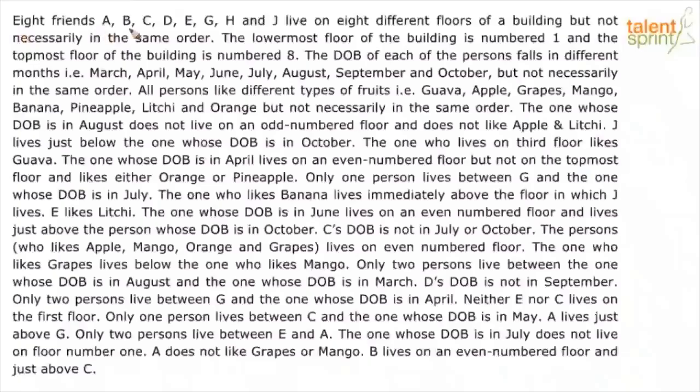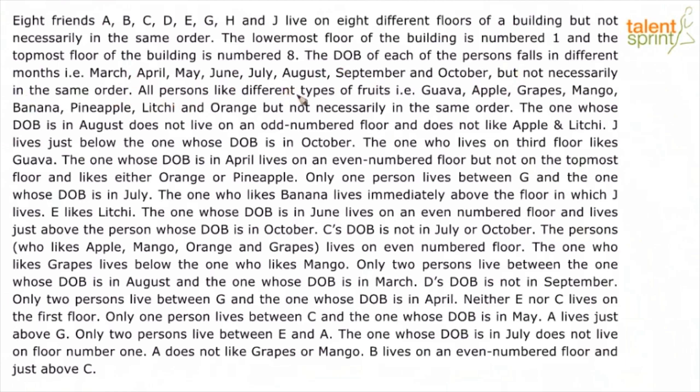8 friends, A, B, C, D, E, G, H and J live on 8 different floors of a building, but not necessarily in the same order. The lowermost floor of the building is numbered 1 and the topmost floor of the building is numbered 8. The date of birth of each of the persons falls in different months: March, April, May, June, July, August, September and October, but not necessarily in the same order.